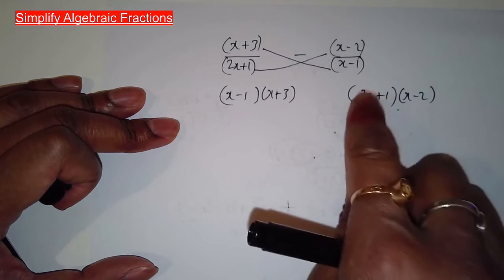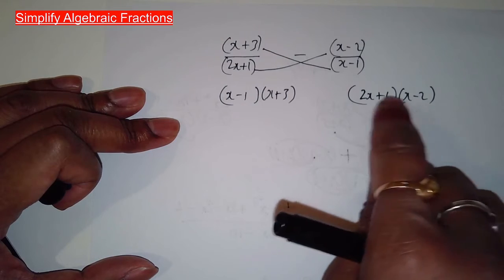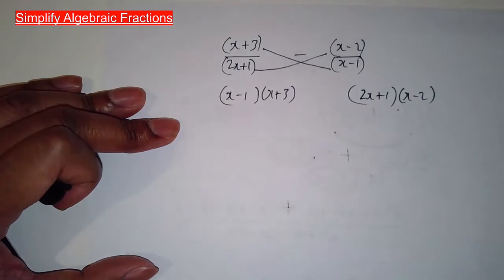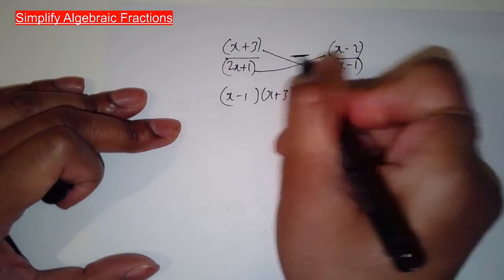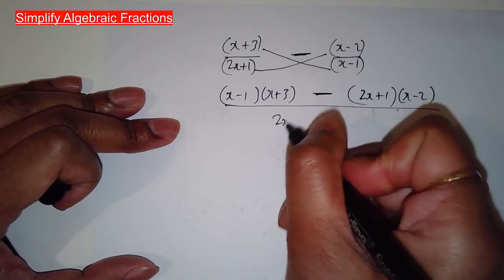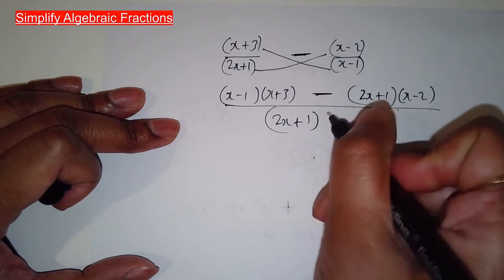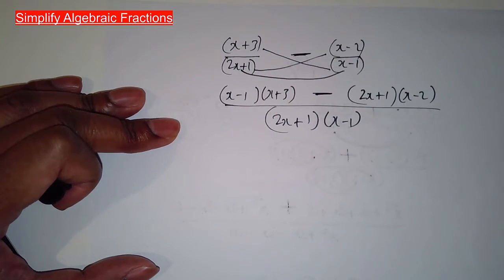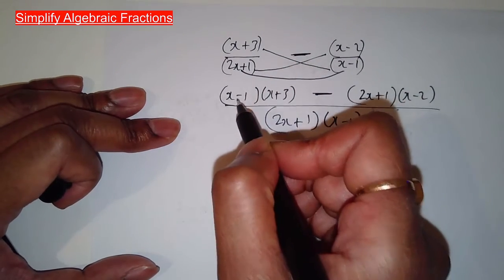It doesn't really matter which one you write first, whether you write x minus 2 first or 2x plus 1. You can swap these around if you want to. It makes no difference. Don't forget there's a minus there. All I've done is multiply the denominators together to get this. Now what I'll do is expand the brackets.